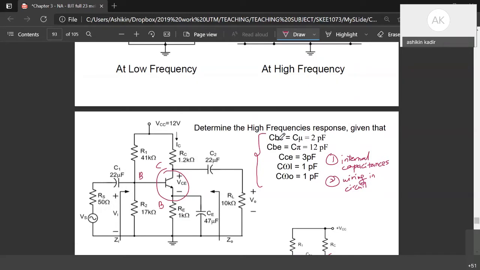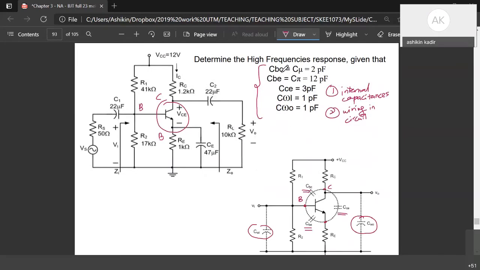Ni salin dulu, take note the CBC, CVE, CCE, CWI and also CWO. The CBC is also known as C mu and CBE is also known as C pi. And so you get 2 pi, 12, 3, 1 pi, 1 pi.